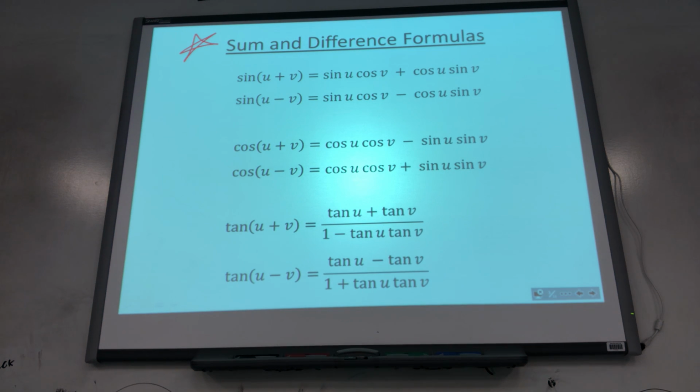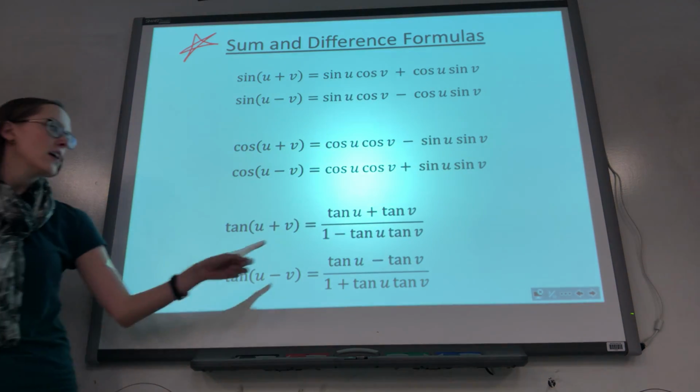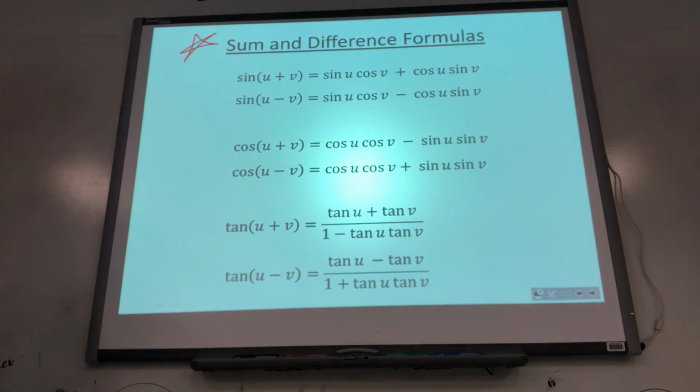Now, last one, again, these would be excellent to put on a cheat sheet next time you have a quiz. Tangent of u minus v equals tangent of u minus tangent of v all over 1 plus tangent of u, tangent of v. Again, everything's in the same spot, but the signs have changed. Now there's a minus on top and a plus on bottom.